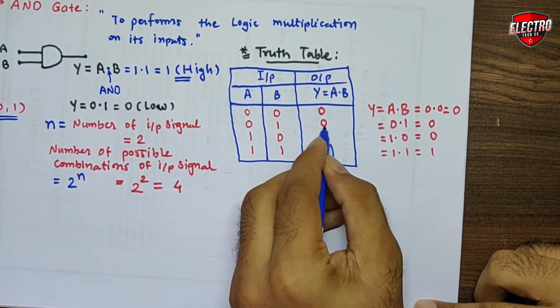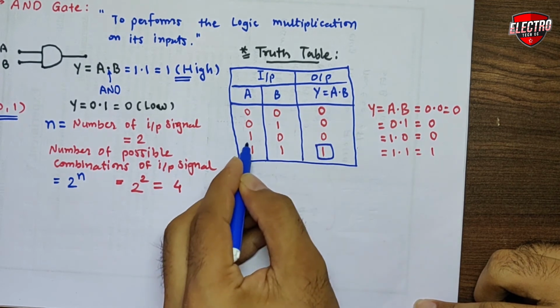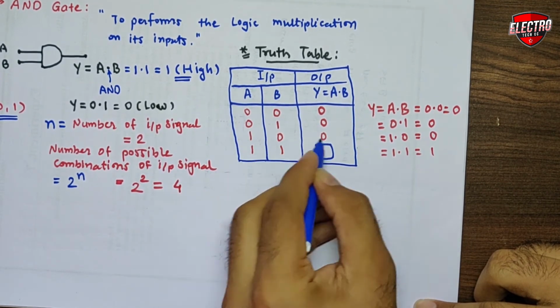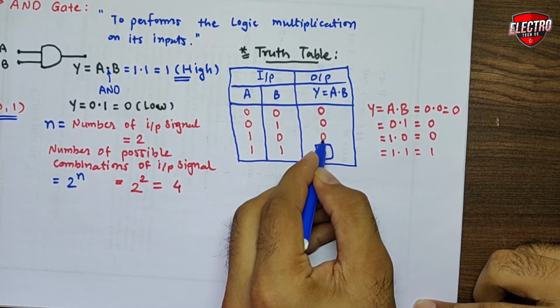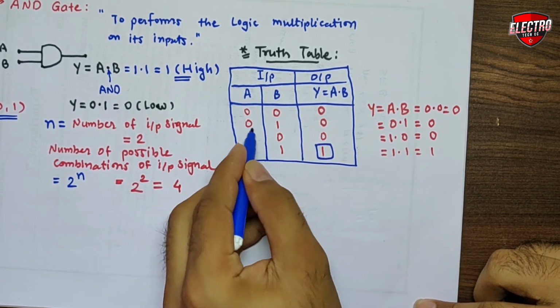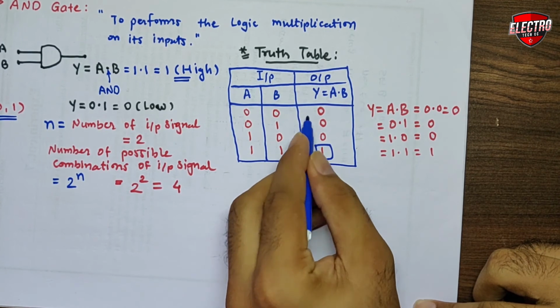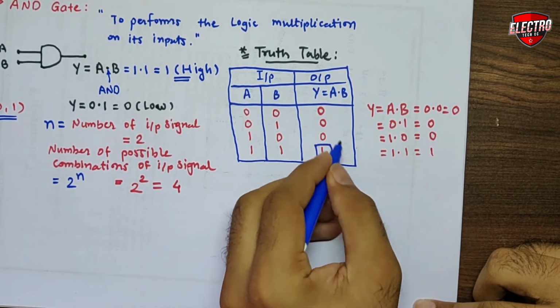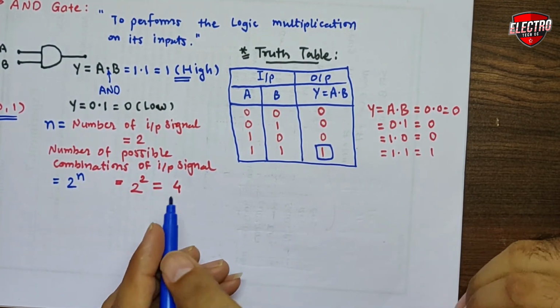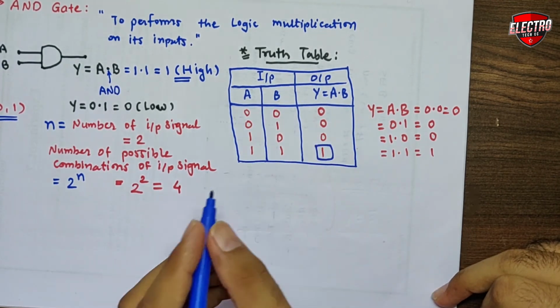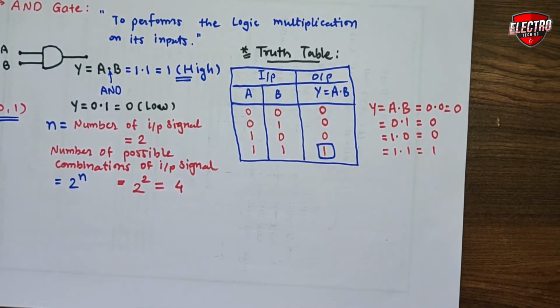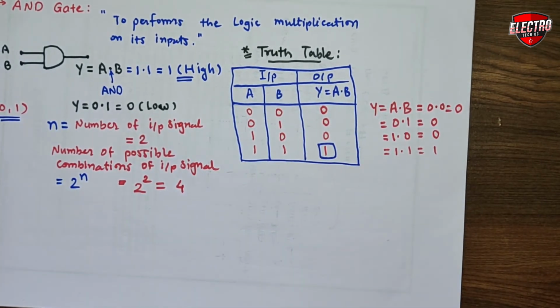And if any one signal is low, in the second case, a is equal to 0. That's why we get output y is equal to 0. In the third case, b is equal to 0, so we get output signal 0. If any one signal is low or 0, then we get output signal y equal to 0. Clear? So this is the truth table of the AND gate.